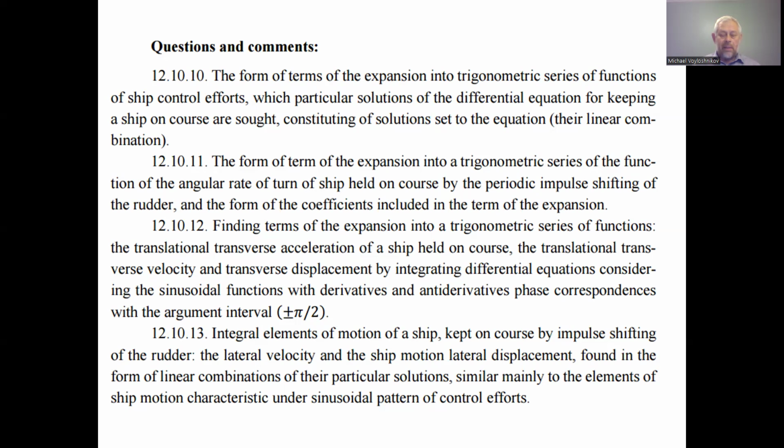That's why the particular decision of the inhomogeneous equation is obtained as the expansion into the Fourier series summands. The same indicates the superposition of a definite number of the decisions of the motions of the ship on the controls. It depends exactly on how many terms of the expansion of the control action into the trigonometric series we consider.